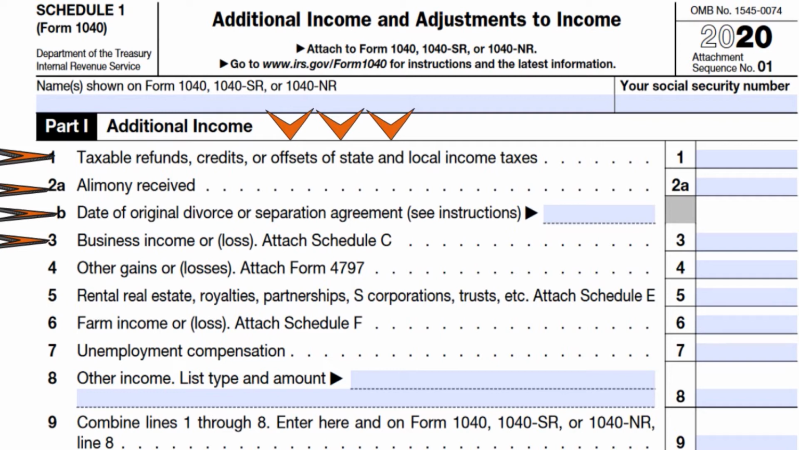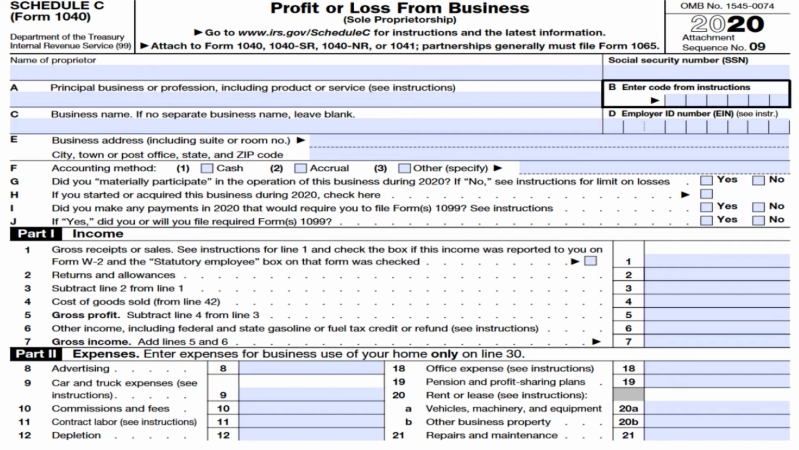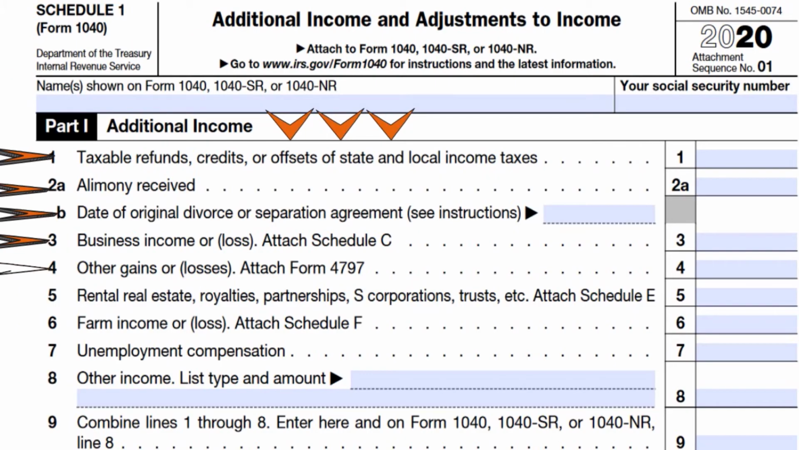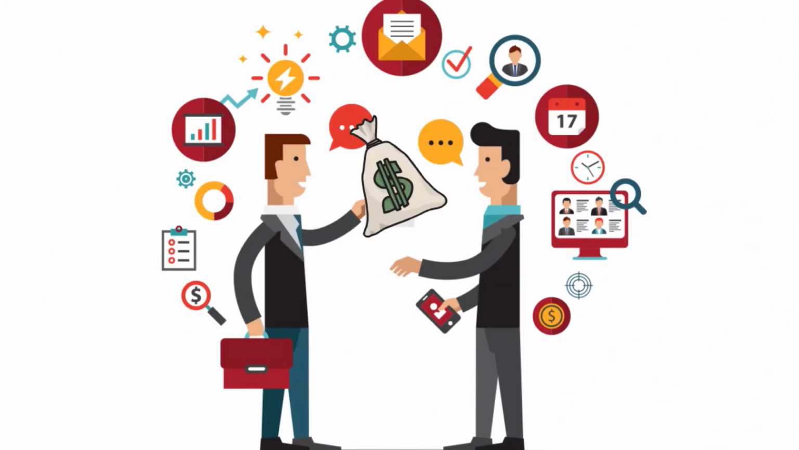And one thing I want to say here is that you also need to attach Schedule C if you have anything to report on this line. Line 4 asks about other gains or losses. And this is any income or losses that you had during the year for the sale or trade of business property, including real estate. And you need to complete and attach Form 4797 as well.